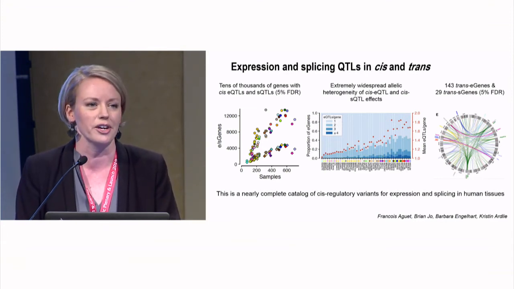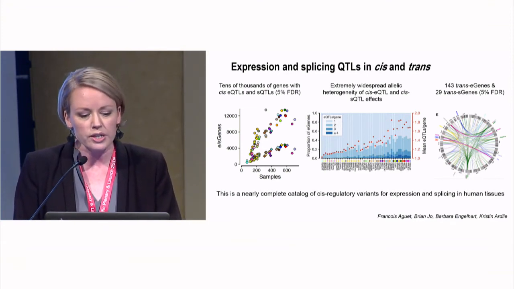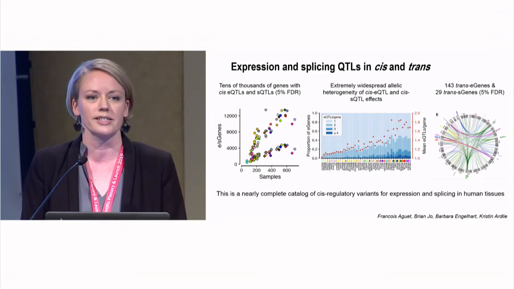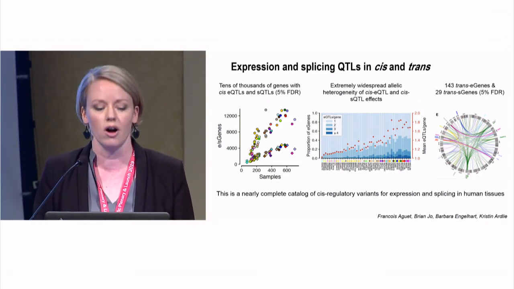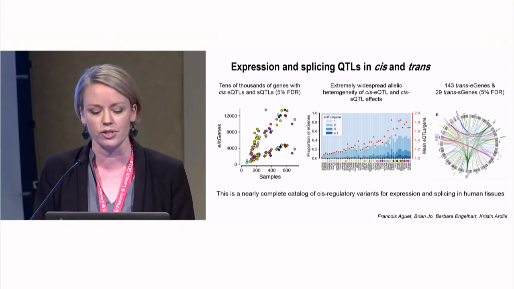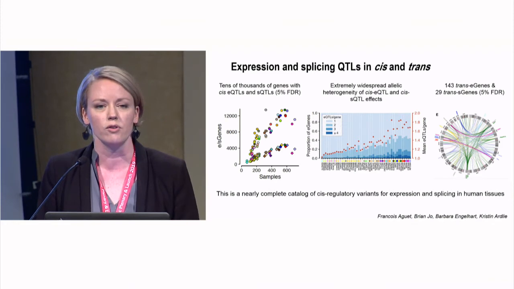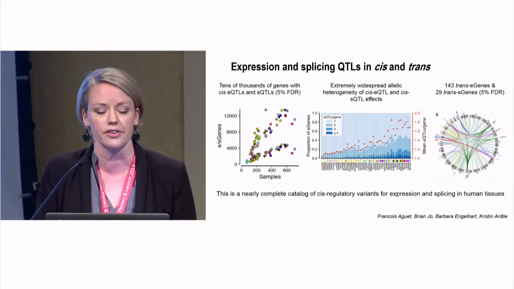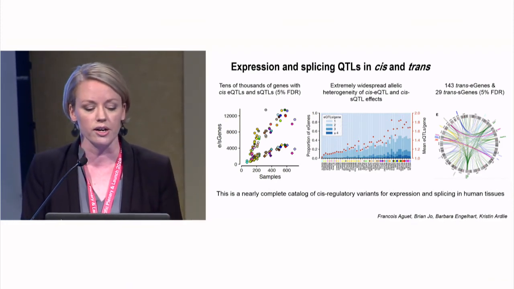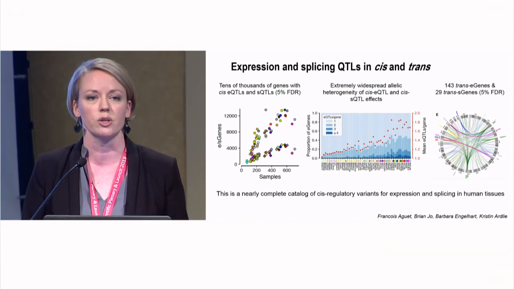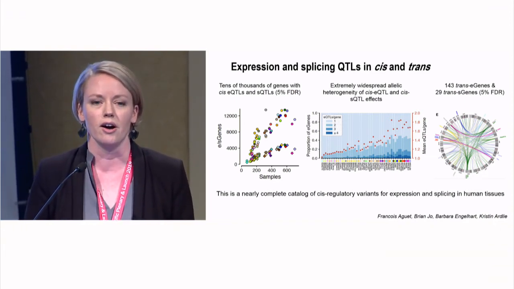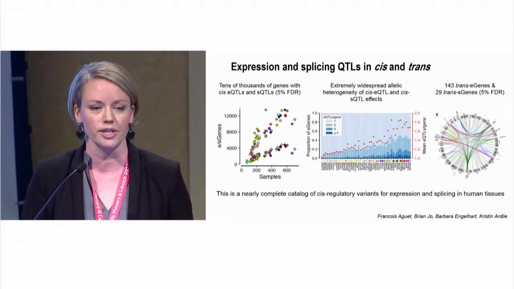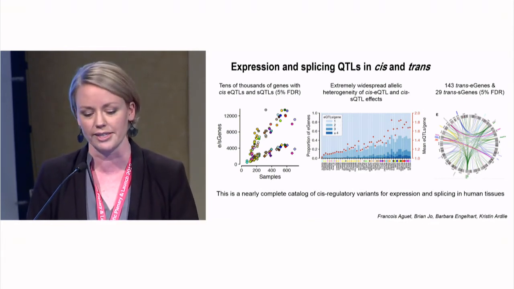So what do we find when we do mapping of regulatory variants across these samples? When we look at first just classical cis expression and splicing QTLs, we find tons of them. We get to the point where the tissues with the highest sample size, about 600 samples, have well over 10,000 genes with eQTLs and more than 4,000 with splicing QTLs, really highlighting how extremely widespread this type of variation is and how complete this catalog is at this point.